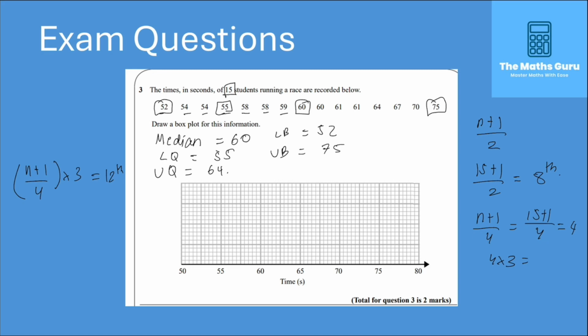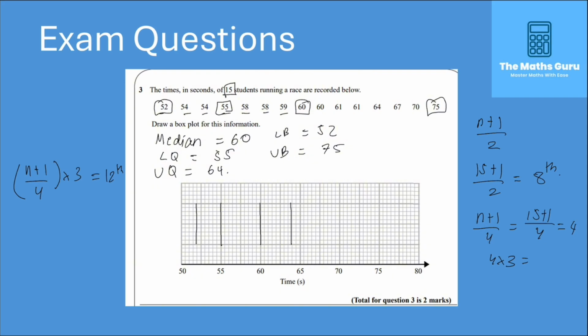So first of all, starting here, I'm going to draw my 52 right here. And be careful with the scales, guys, because each square is worth half a second. So 52 looks like that. Now drawing my lower quartile, I have 55 coming up here. My median is going to come here, and my upper quartile is going to come about here.